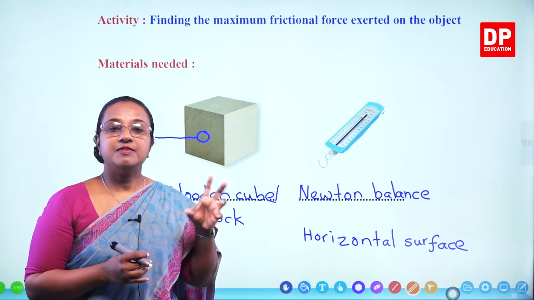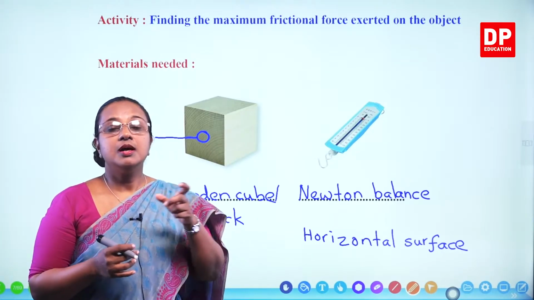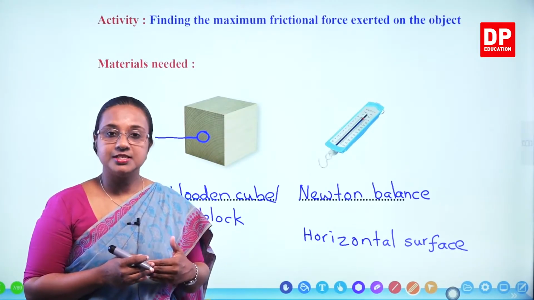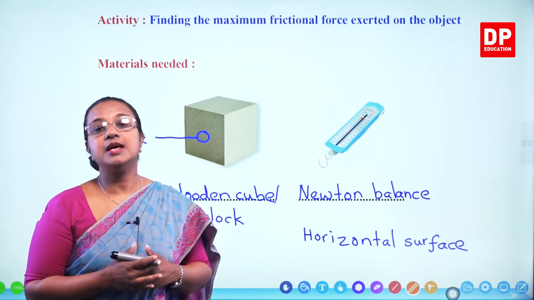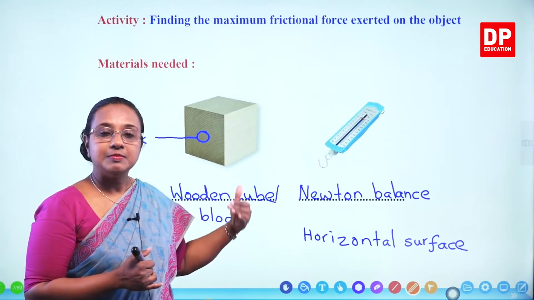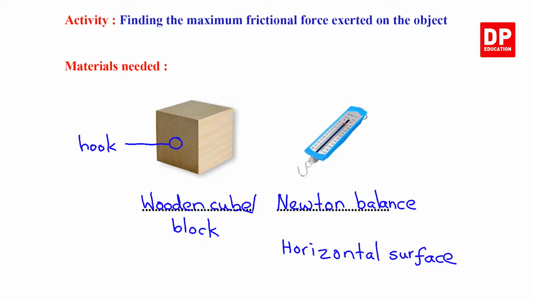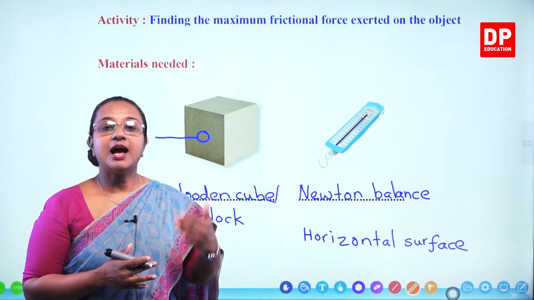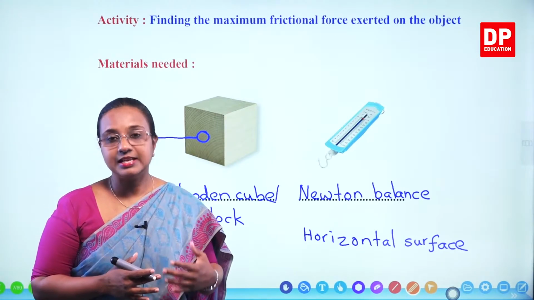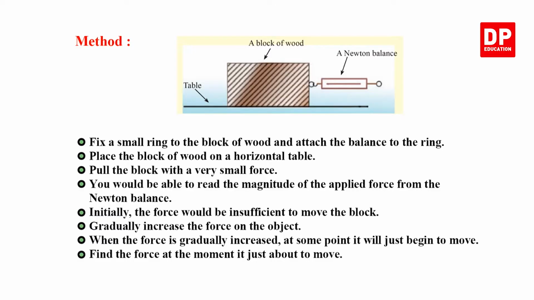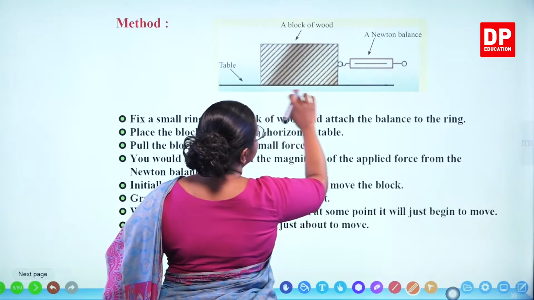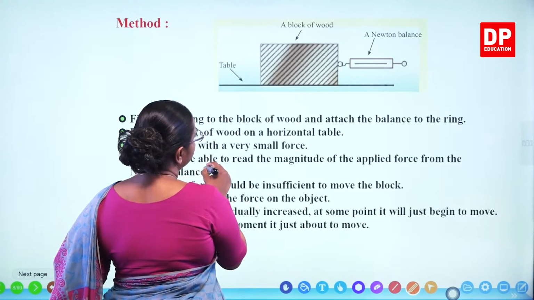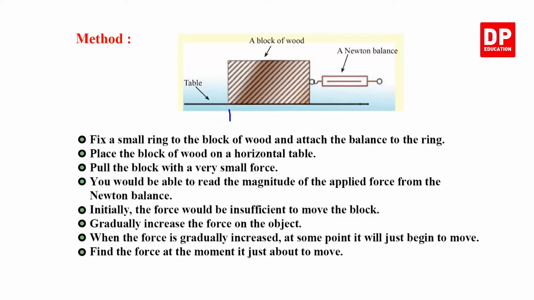So from that, we can determine how the frictional force changes when an object is trying to move and when the object is moving. Let me summarize this method again for you all, and after that, I will do the activity in the lab. The method. So here, it's more clear to you when we use a diagram. This is the block of wood and it is there on a table, and as I told you, it has to be a horizontal table.